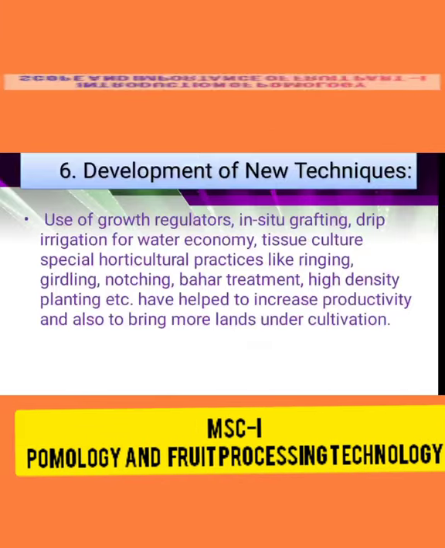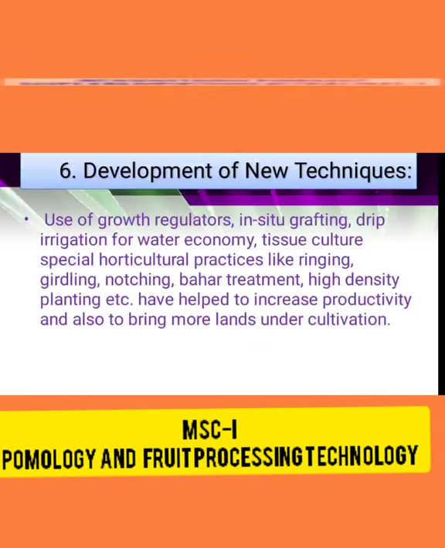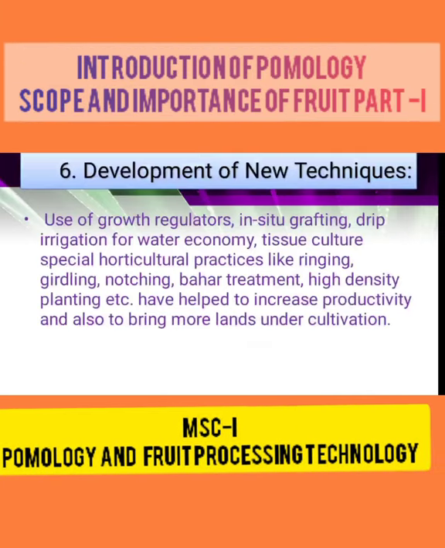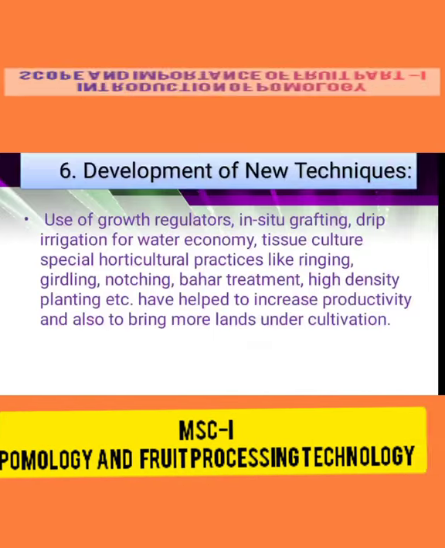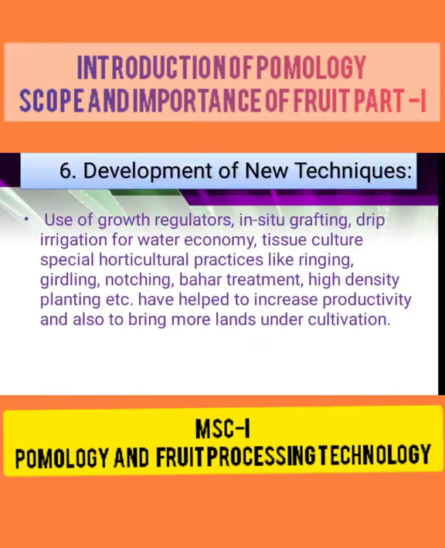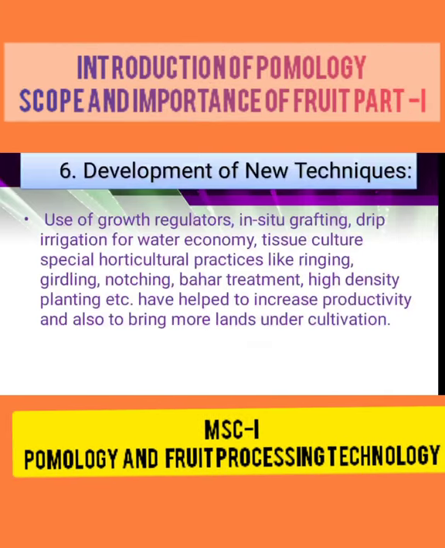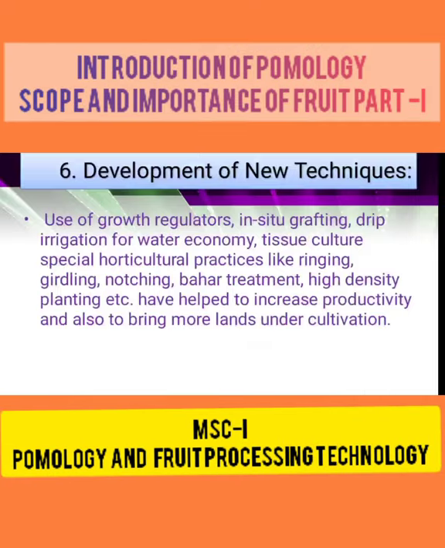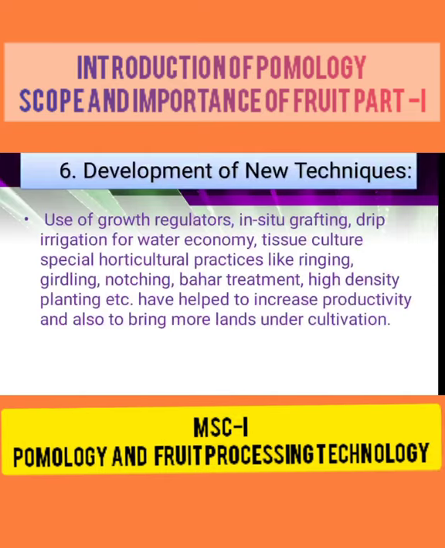Horticulture practices like ringing, girdling, notching, bahar treatment, and high density planting are practices through which plant production becomes easy. They help increase the productivity and also bring more land under cultivation. Those are some developing techniques through which cultivation is made easier.